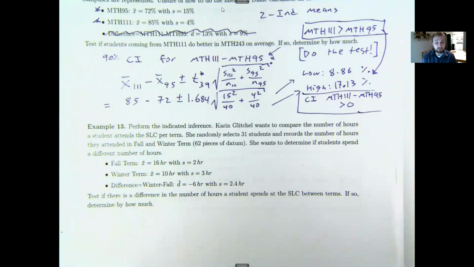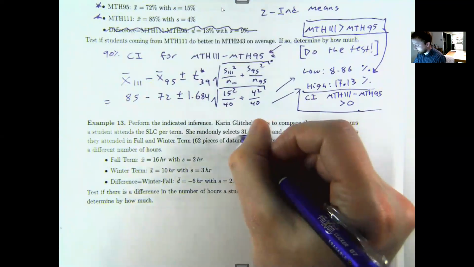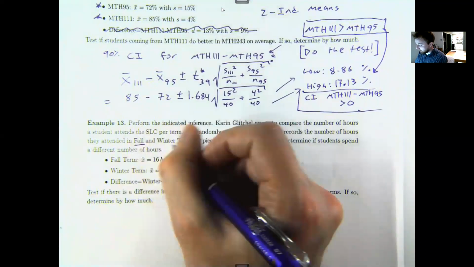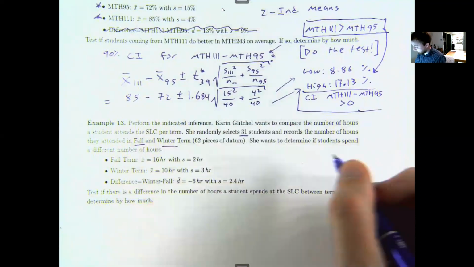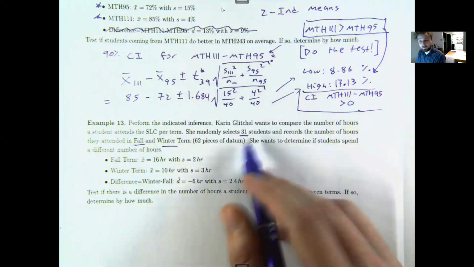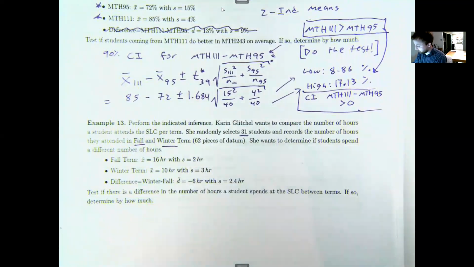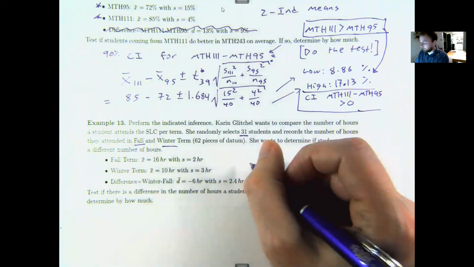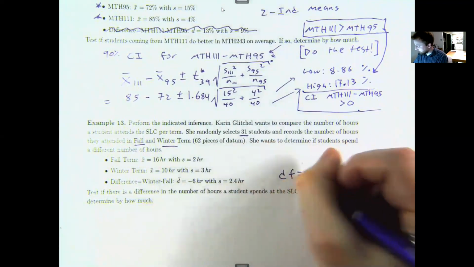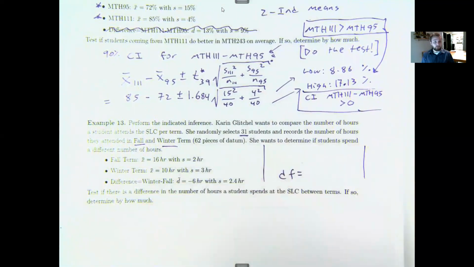So let's suppose that someone at the Student Learning Center wants to do something similar where we're looking at success rate. This time though, we're trying to figure out how students spend time in the Learning Center. So let's suppose she samples 31 students, fall and winter term, and she samples the same students there. I'd like you to pause the video and try to figure out what model are we using and what should our degree of freedom be. So I'm looking at the same students. Go ahead and pause the video and see if you can figure out what type of model I should be using.